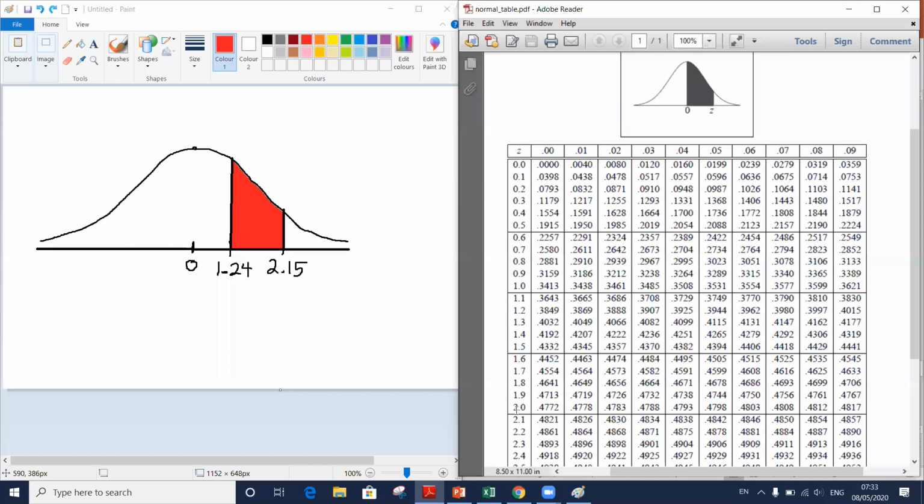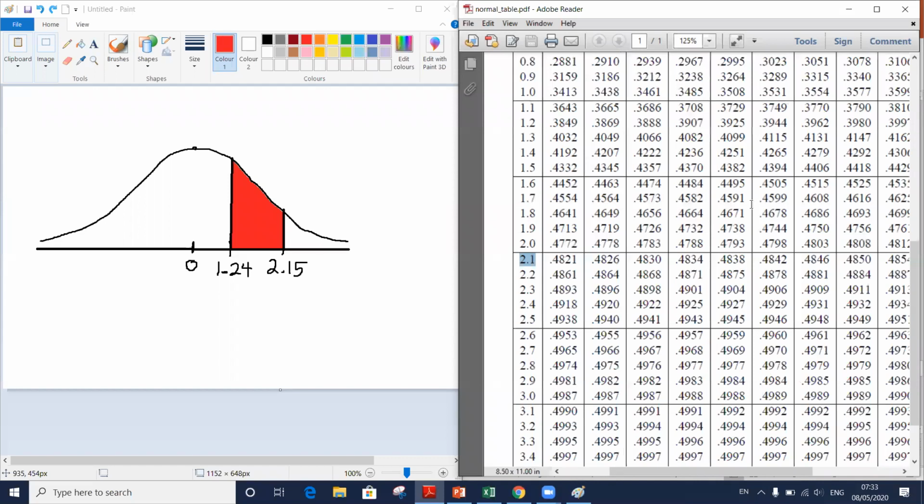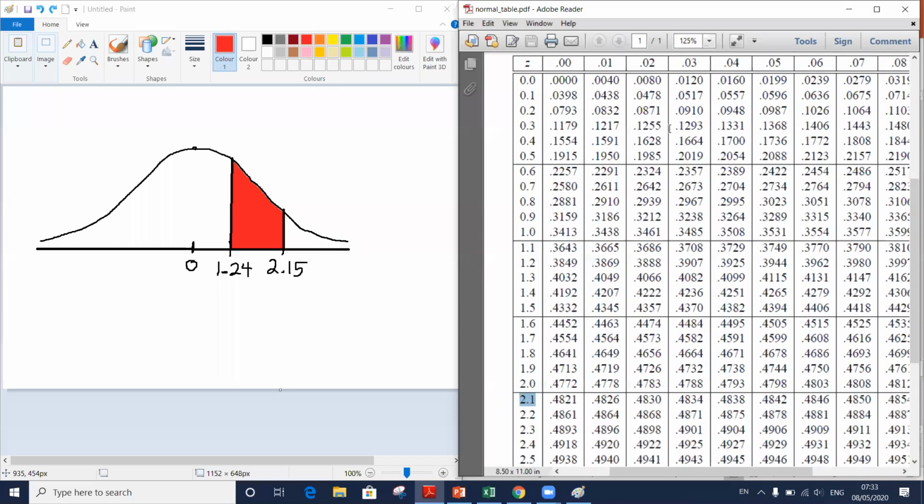2.15. 2.1 is here. Here we can see 2.1. For the 5, we need to find it from the horizontal bar. Here we have 5. So what is the value for 2.15? 2.1 is here, 5 is here. So where do these two meet? 2.15, here.